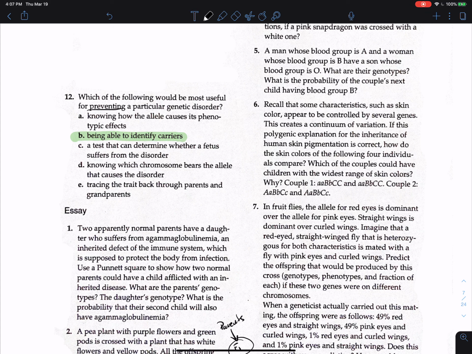So the man would have to be, let me think here. The man would have to be I with a capital A. And the woman would have to be I with a capital B. So the probability of having a child with group B would have to be 1/4. Okay? Again, it's a Punnett square. But yes, it has to be 1/4.